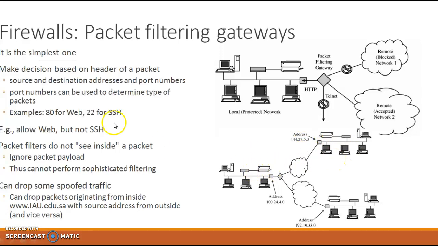It is mostly unlabeled. So it makes decisions based on the header of the packet: source and destination address, and port number. Port numbers can be used to determine the type of the packet. For example, 80 for the web and 22 for SSH, the secure shell. Allow web but not SSH. So by this way the firewall can allow only port 80 but not SSH.